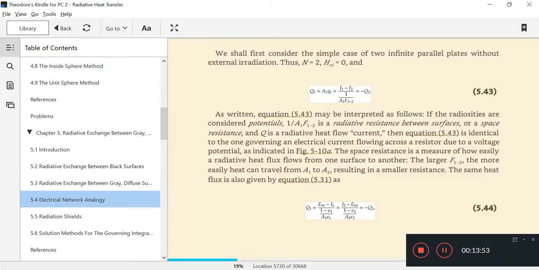Let's check whether it is really the same in this textbook. Okay, so, yep.